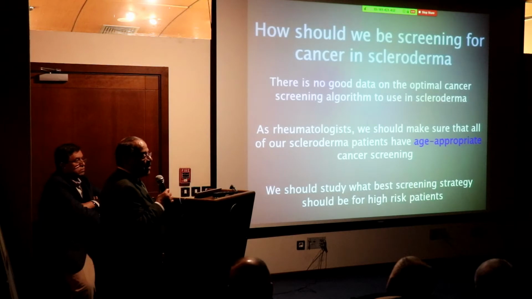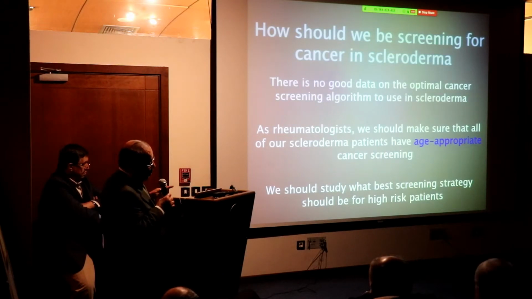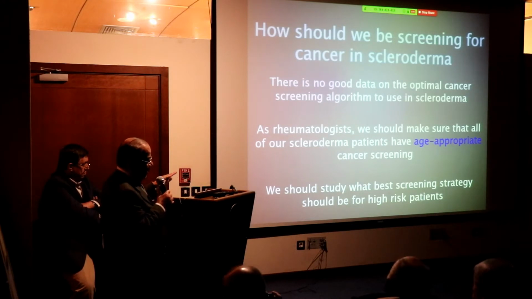Should we screen these patients for malignancy? And the answer is age-appropriate screening. There are no guidelines to screen these patients, so we screen them as the normal population at that age.